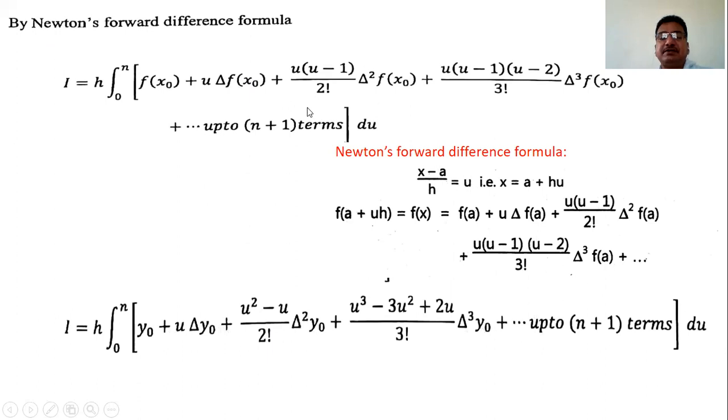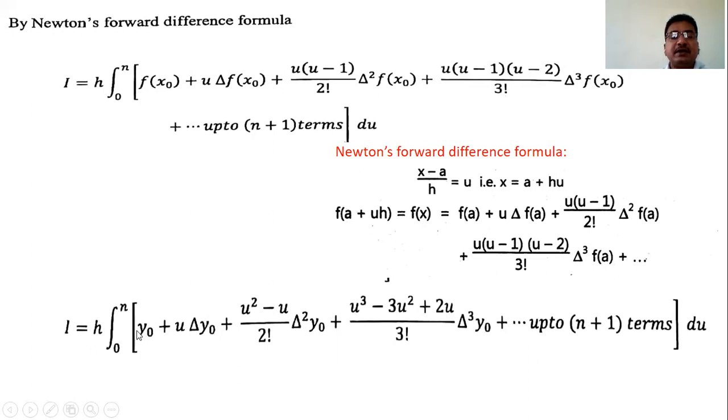And this simplification. What is the simplification of u into u minus 1? It is u square minus u. What is the simplification of these three terms? First multiply these two terms. The multiplication of these two terms is u square minus 3u plus 2, and then multiply by u. So u cube minus 3u square plus 2u by 3 factorial. And then we are going to integrate this bracket with respect to u.